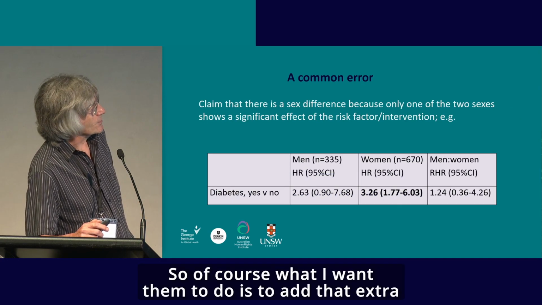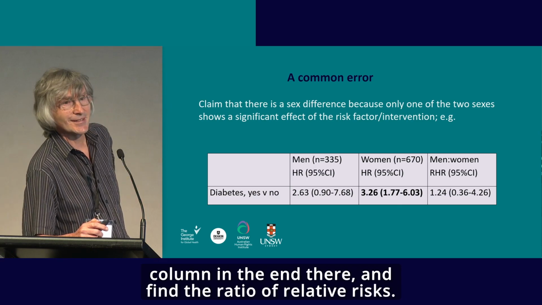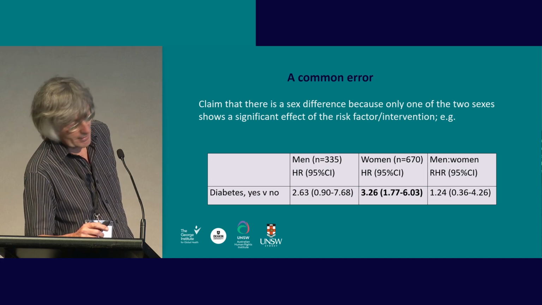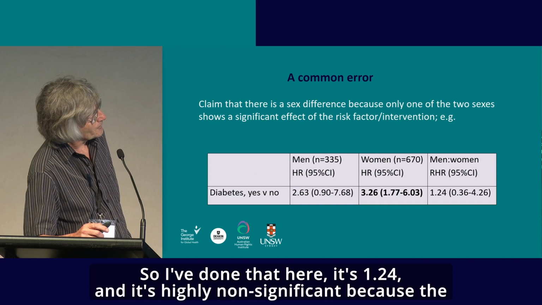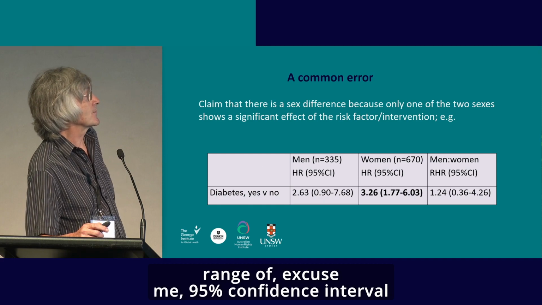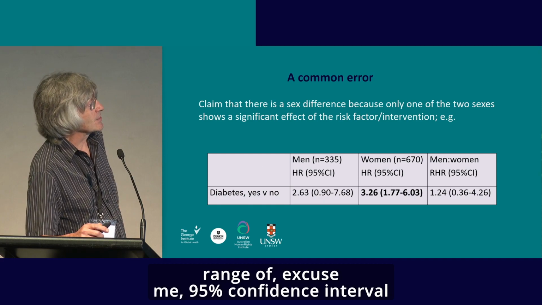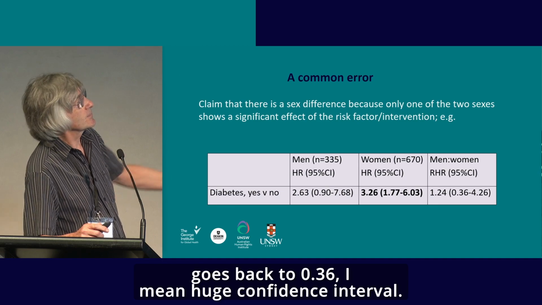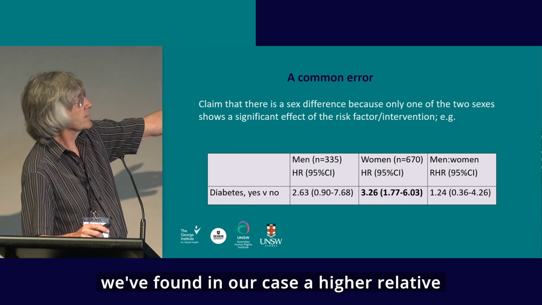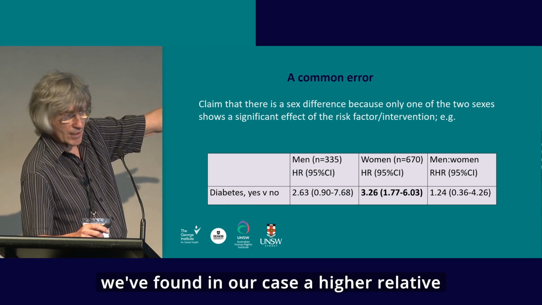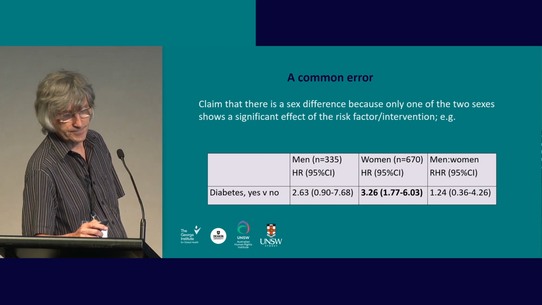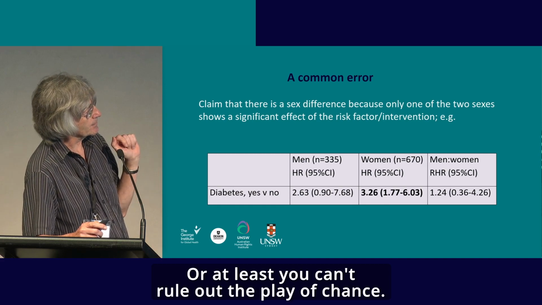So, of course, what I want them to do is to add that extra column on the end there, excuse me, and find the ratio of relative risks. So I've done that here. It's 1.24, and it's highly non-significant because the 95% confidence interval goes back to 0.36. I mean, huge confidence interval. So you can't say that there's any real sex difference. It happens that we've found in our case a higher relative risk for women, but it's probably just chance. Or at least you can't rule out the play of chance.